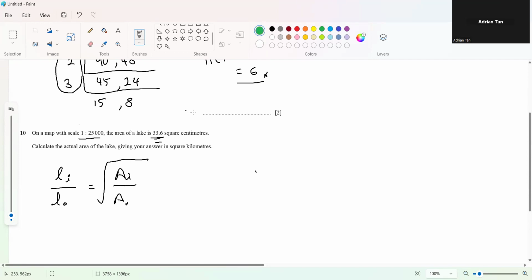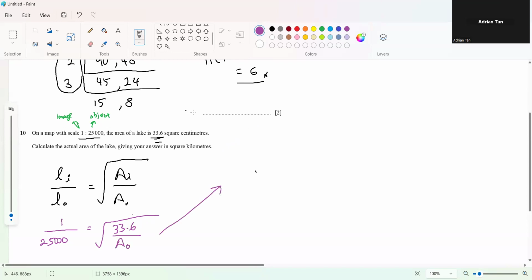So when we look at the ratio, we obviously know that this is the map scale. So this is your image, this is your model. 25,000 is the real life, so we call this the object, right? So when we plug in the values, this would be length of the image is just 1, and then length of the real life is 25,000. So square root of, so the area of the image is 33.6 square centimeters. I shouldn't be using this yet. I should convert it to, oh actually I know, I can use it first, sorry, because we change it to kilometers later. So A over AO.